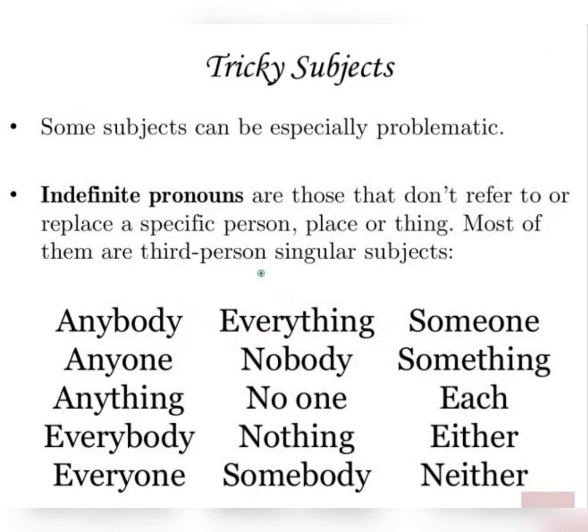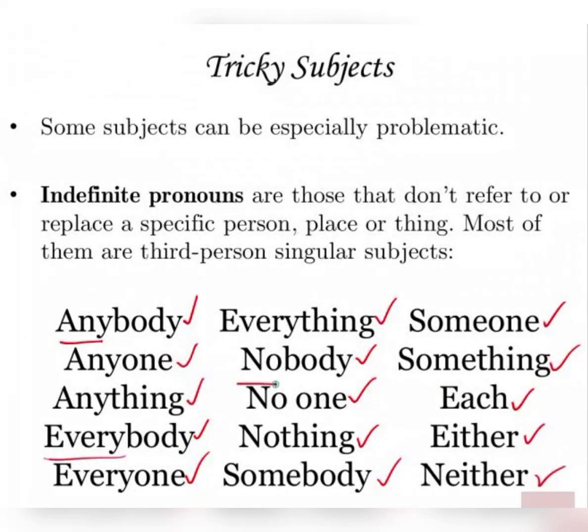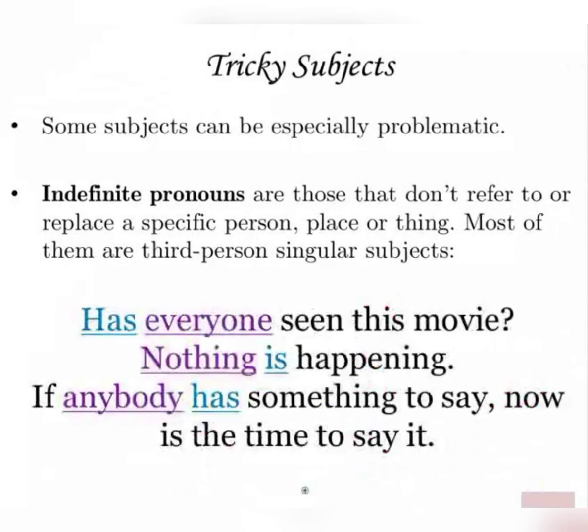All right. Now we come to indefinite pronouns, which we covered in some detail in our lesson on pronouns, but we're going to look at again here. Indefinite pronouns are those that don't refer to or replace a specific person, place, or thing. Most of them are third-person singular subjects. So, anybody, anyone, anything, everybody, everyone, everything, nobody, no one, nothing, somebody, someone, something, each, either, and neither. Pay particular attention to the any's, the every's, the no's, and the some's. They are, as a rule, third-person singular.